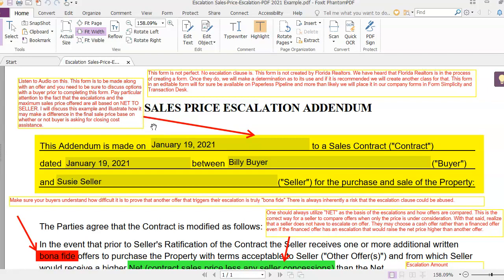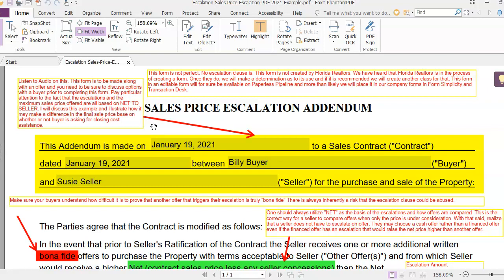I will discuss this example and illustrate how it's going to make a difference in what your offer might look like, and what the actual sale price may end up being if you and the buyer are not fully aware that we're talking about a net amount, net being defined as sale price minus seller concession. So if you're offering 200, but asking for 5,000 in closing costs, the net to seller is 195.